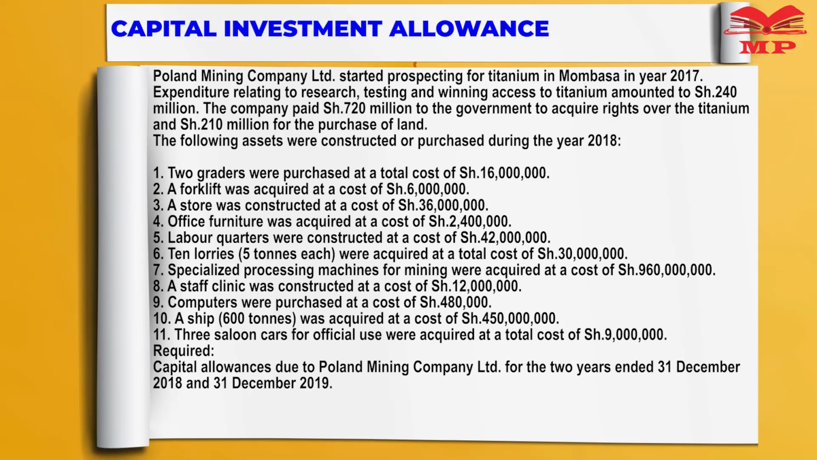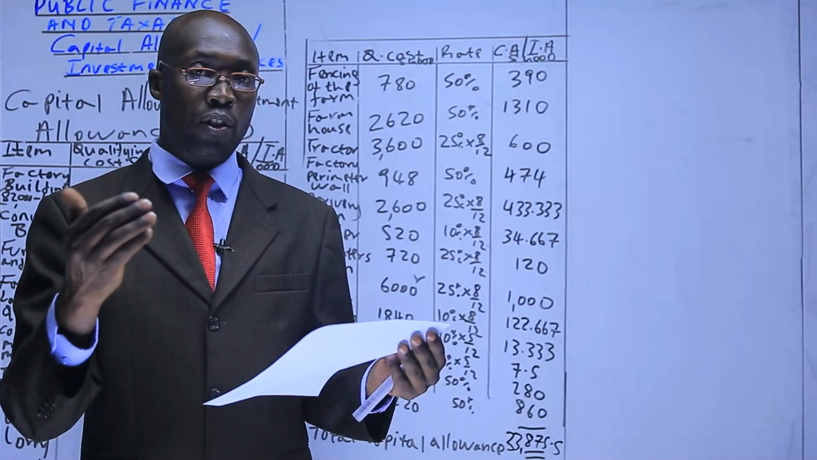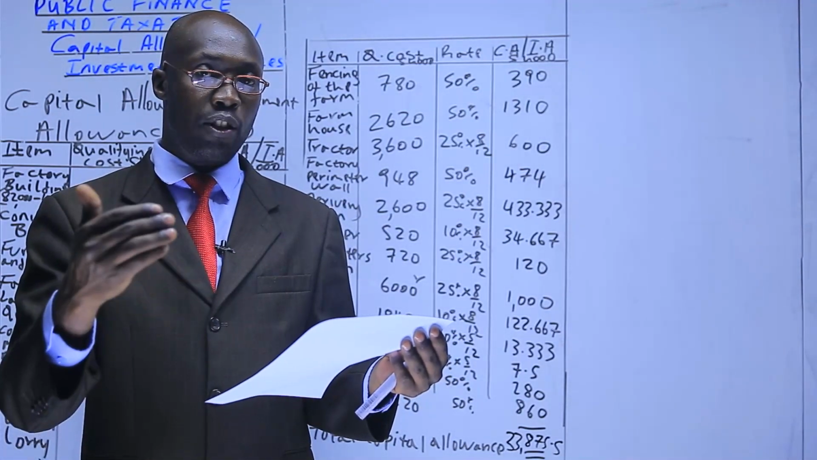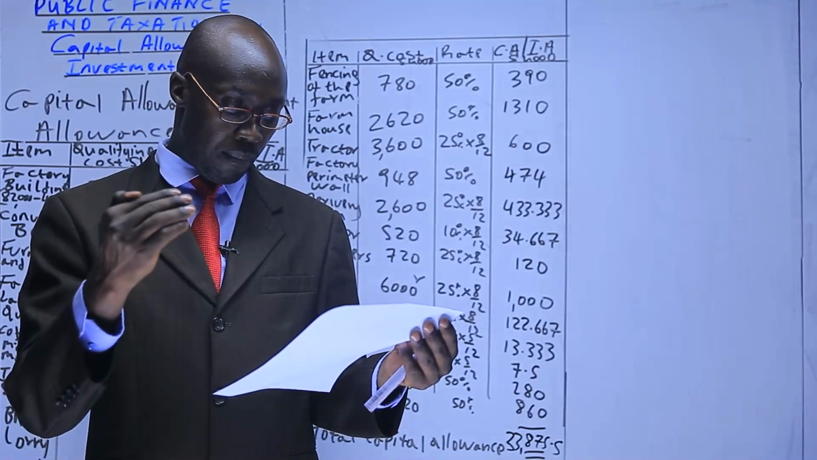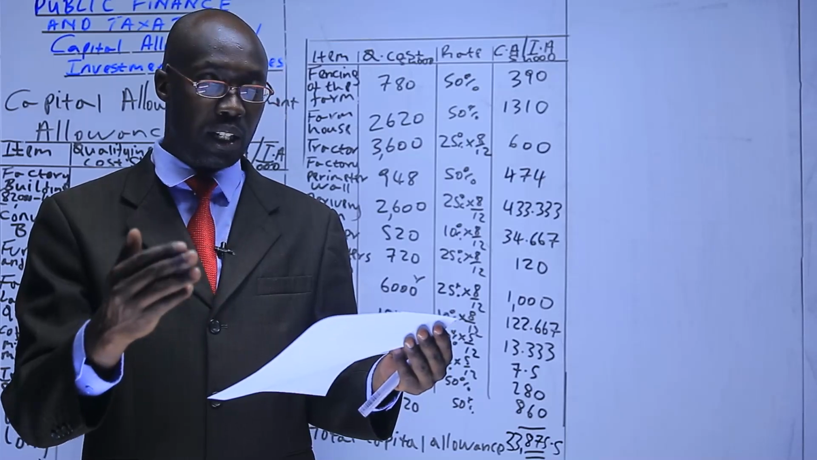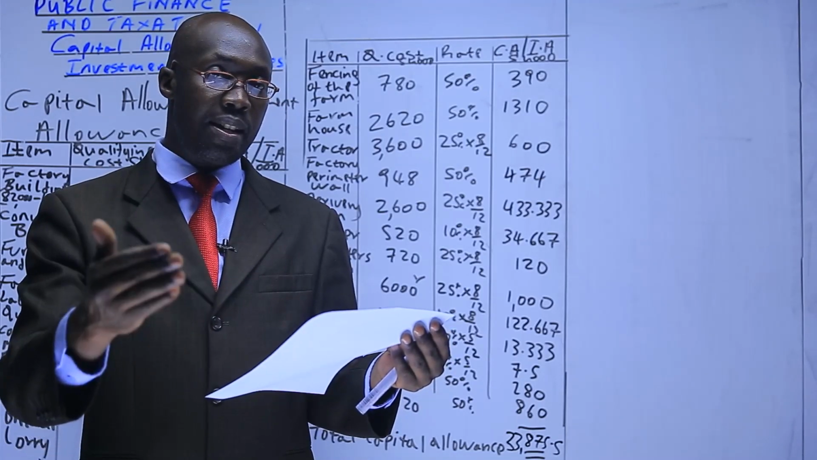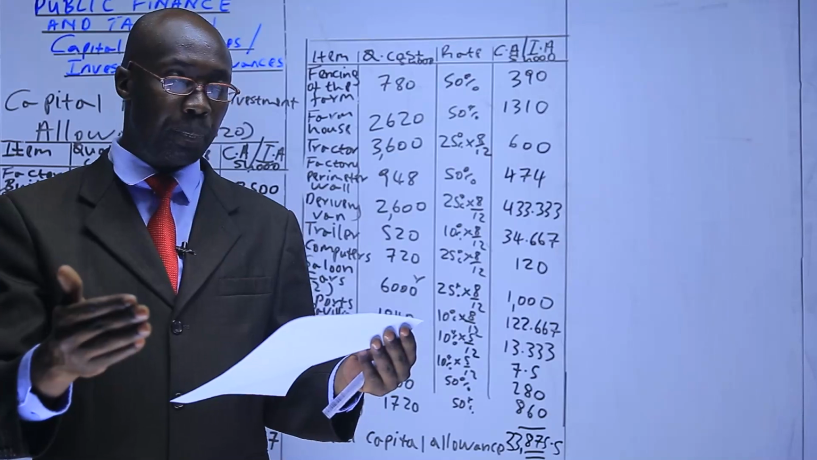December 2018 and 2019. So as we say, the first thing that you normally consider is how many years you are supposed to get the capital allowance. Here we have 2 years because the question is about capital allowance for 2018 and 2019. The years are 2018 and 2019.